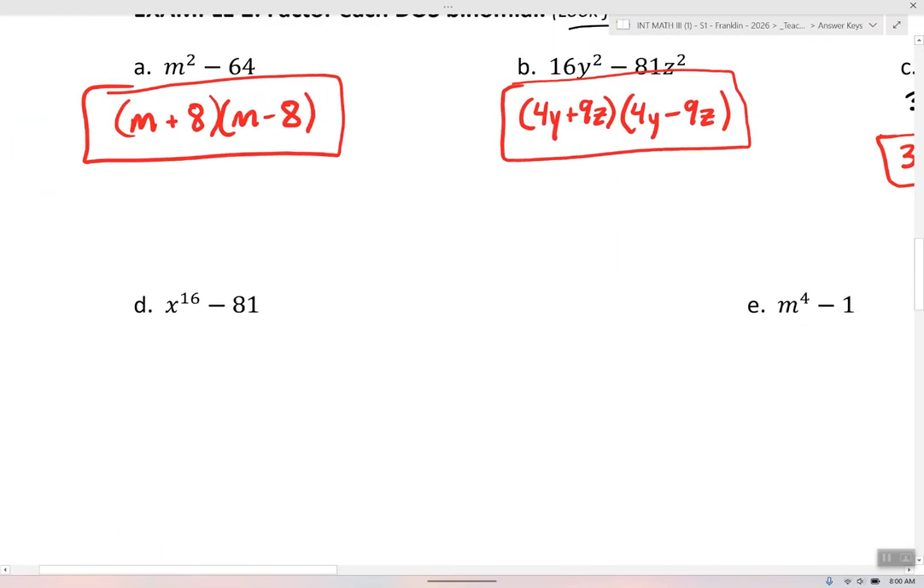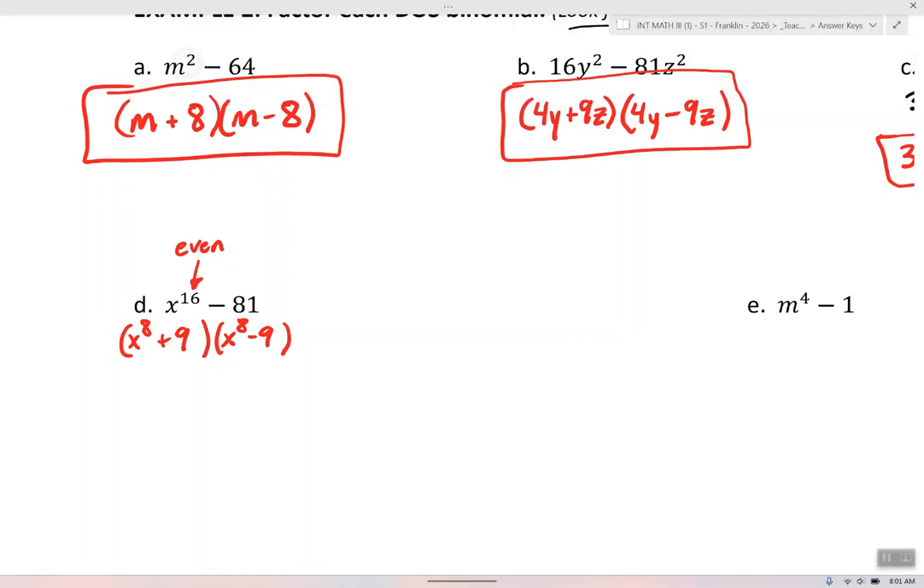Example D, we have x to the 16th minus 81. Now you know an exponent is a perfect square if it's even. It basically can be divided by 2. So for a whole number, it has to have a number times itself to equal it. But for an exponent, it just has to be even. So the square roots here are x to the 8th, 16 divided by 2, plus 9 and x to the 8th minus 9.